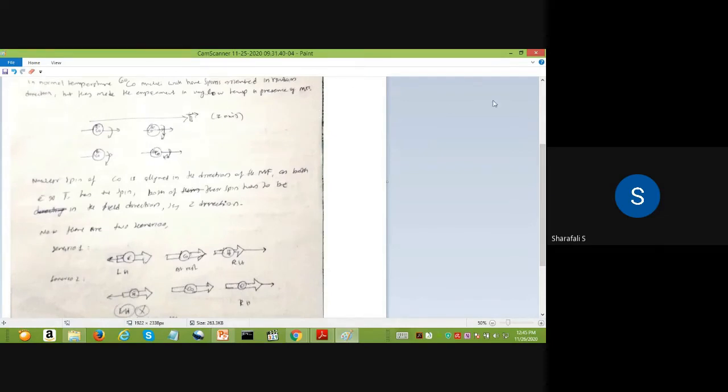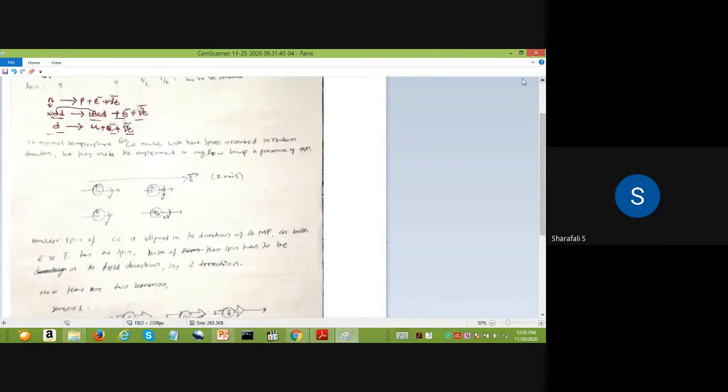That is the basic process in the electron beta minus decay. In this experiment, they made the temperature very low. At normal temperature, cobalt 60 is not that much visible.